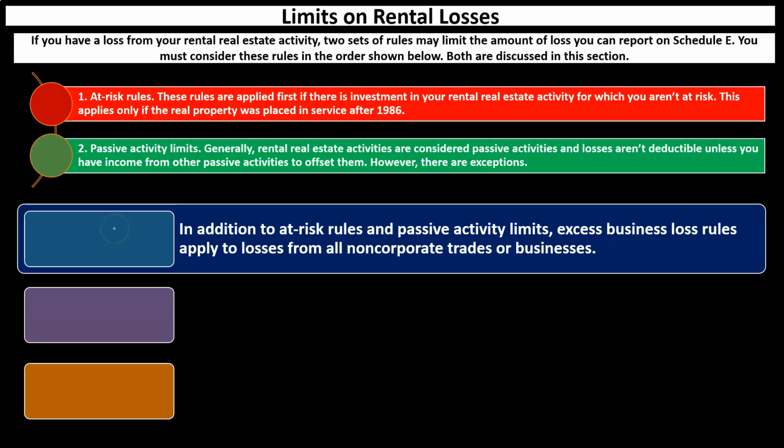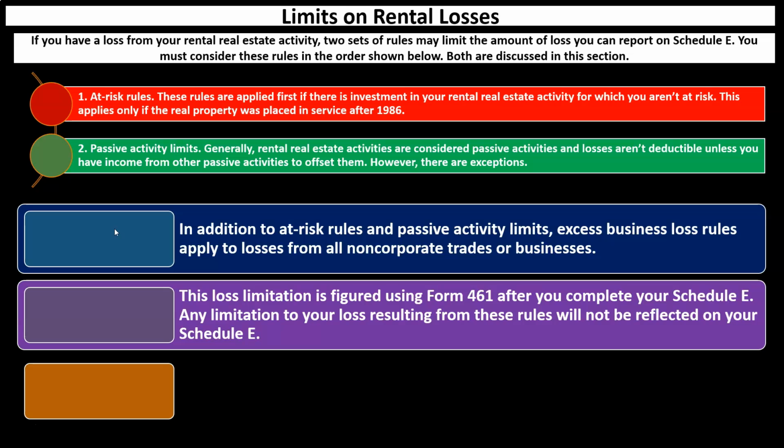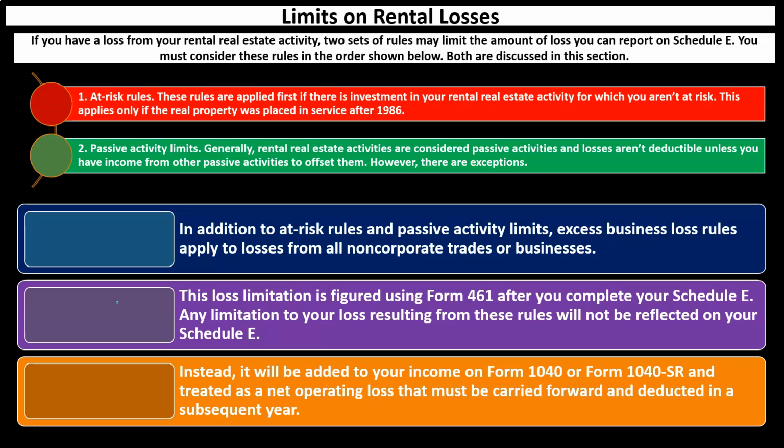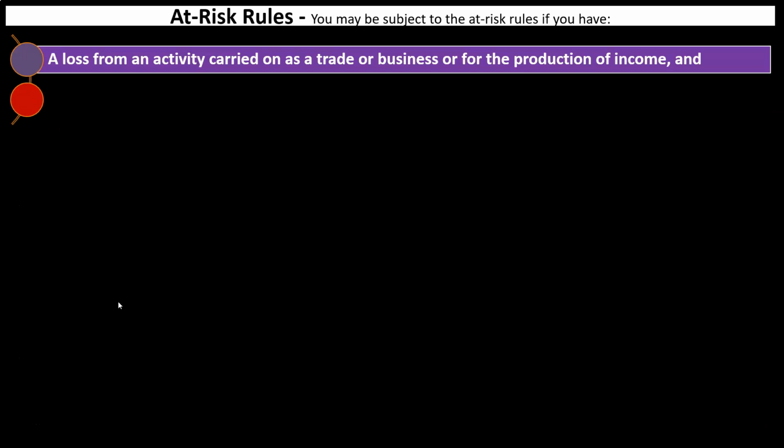So in addition to at-risk rules and passive activity limits, excess business loss rules apply to losses for all non-corporate trades or businesses. Again, they're skeptical of the losses. This loss limitation is figured using Form 461 after you complete Schedule E. So any limitation on your loss resulting from these rules will not be reflected on your Schedule E. Instead, it will be added to your income on Form 1040 or Form 1040-SR and treated as a net operating loss that must be carried forward and deducted in subsequent years.